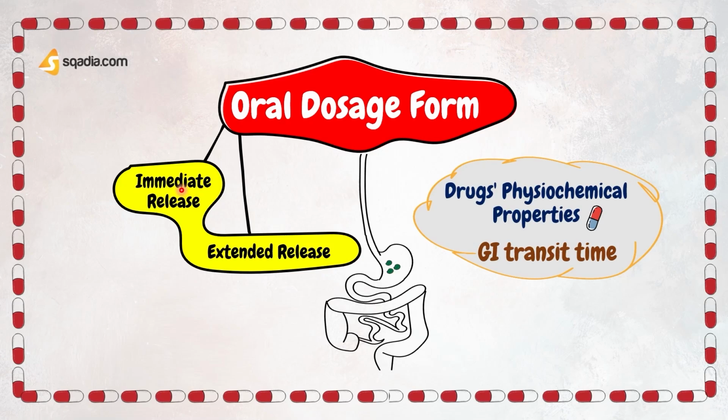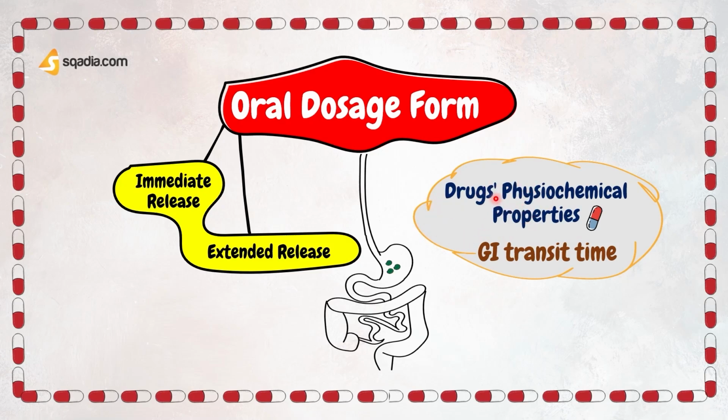Immediate release drugs have a shorter half-life compared to the extended release drugs. And they both can be of various forms like tablets, capsules, or liquids. Extended release drugs can be formulated to release the drug slowly over time using a variety of technologies such as diffusion, osmosis, or erosion.